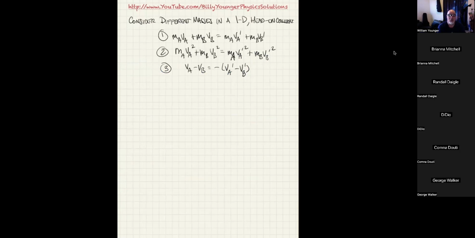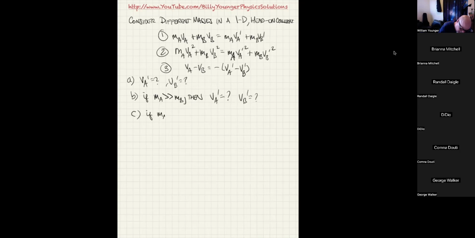I'm at the point where I'm just trying to figure out what I'm going to do with each one. So what I now am considering is 2 objects, and ultimately what I'm going to consider is: A, what is VA prime and VB prime; B, if MA is much, much greater than MB, then VA prime equals question mark and VB prime equals question mark; and part C, if MA is much, much less than MB, then VA prime equals question mark and VB prime equals question mark. That's the big thing that I'm trying to figure out here.